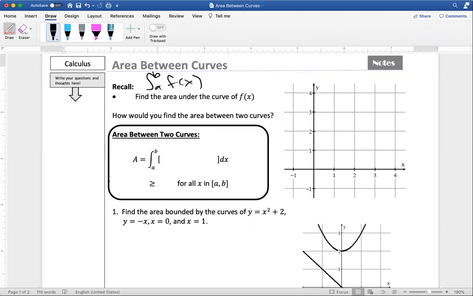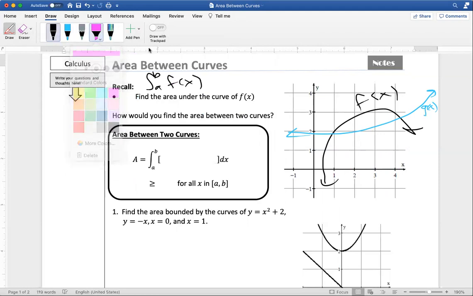So if you imagine that you have some function f of x, the area underneath the curve would be all of this pink area. Let's imagine we're going from A to B. And then if you draw some other function, g of x, what we're trying to find is the area between those two curves. So this area in here.